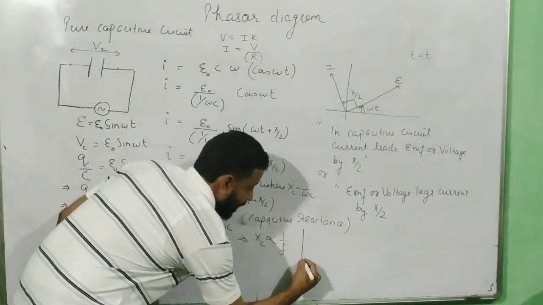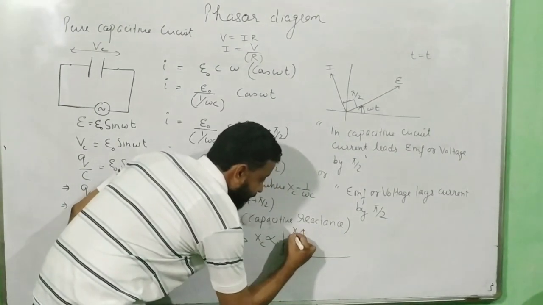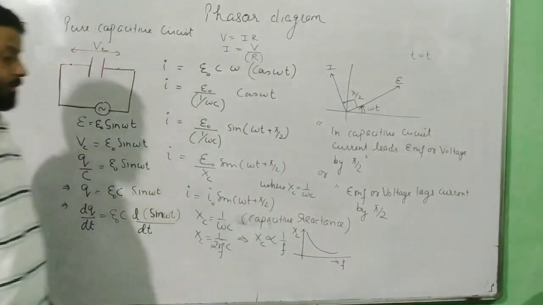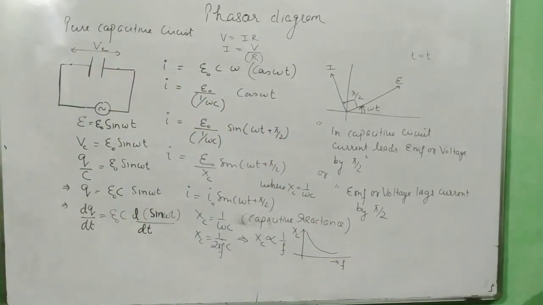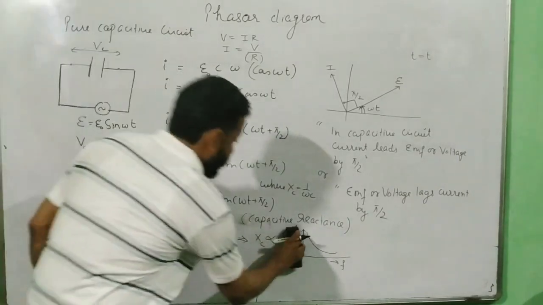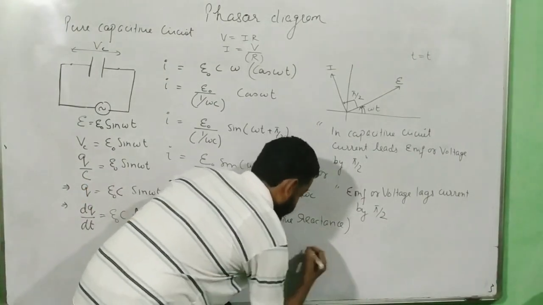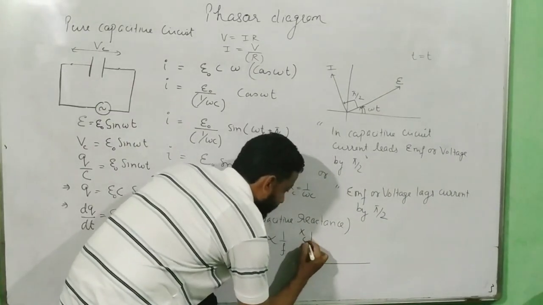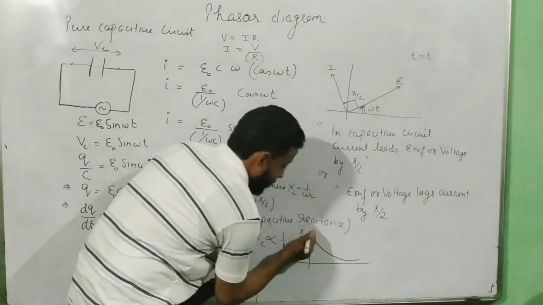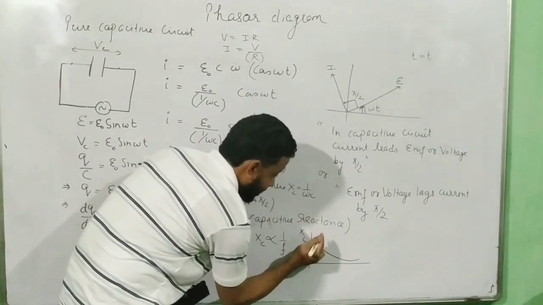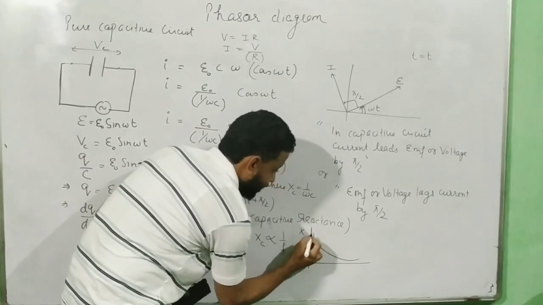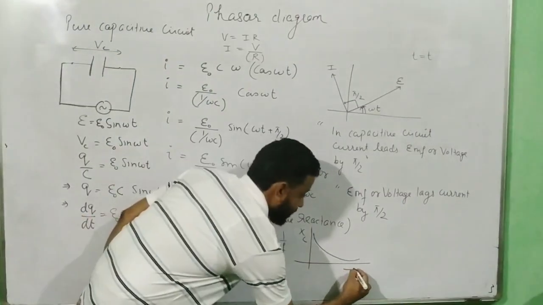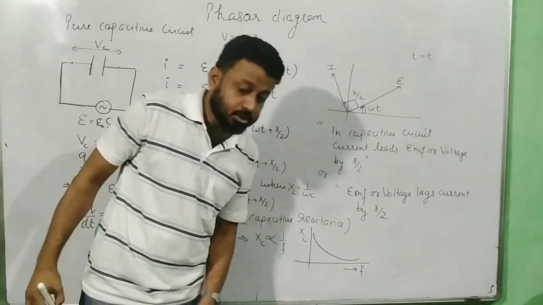So how does the graph look? The graph is extremely important. This is XC and this is frequency. The graph is inversely proportional, 1 by x. This graph is extremely important. This is frequency. As the frequency increases, your XC decreases.